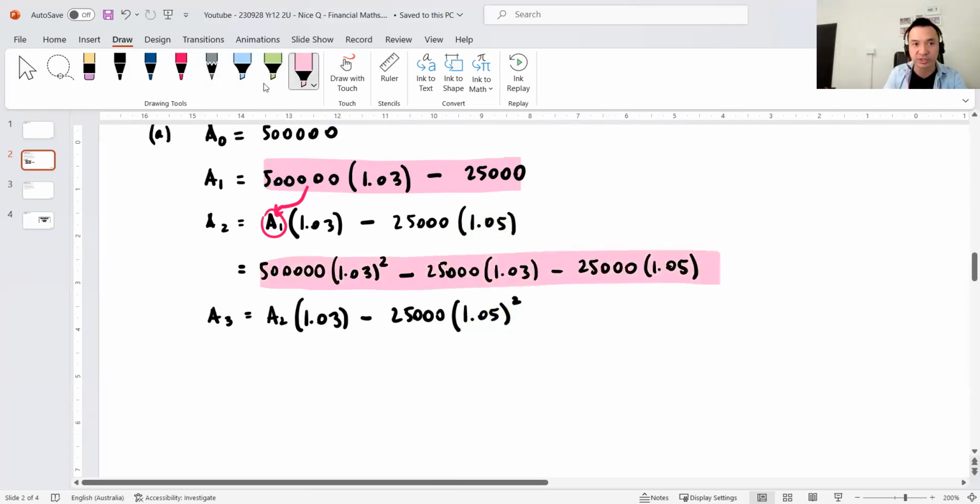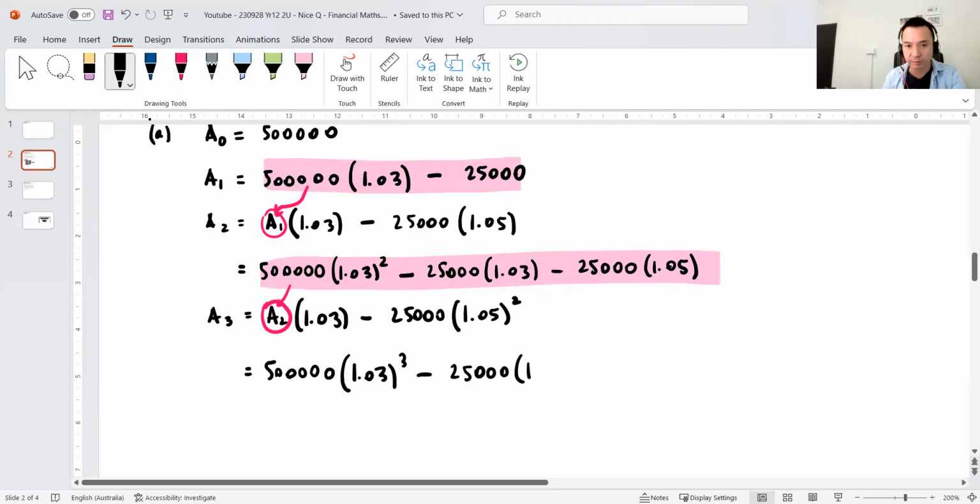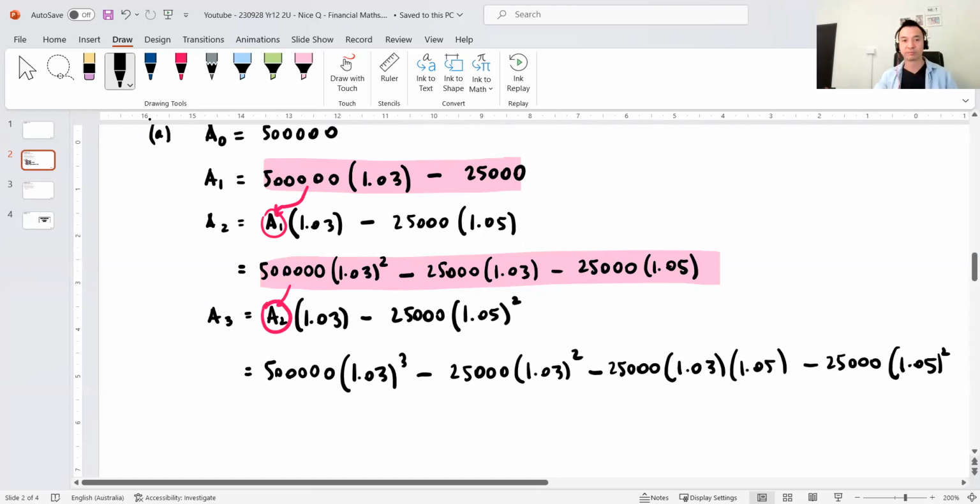I sub this expression now into this guy. And if it's okay with you, I will sub in and expand. So this guy times 1.03, so it's 500,000 times 1.03 cubed, minus now this guy times 1.03, so 25,000 times 1.03 squared. This guy times this guy, so there's one of each bracket, so 25,000 times 1.03 times 1.05, and minus 25,000 times 1.05 squared. Now, is that all they need me to do?